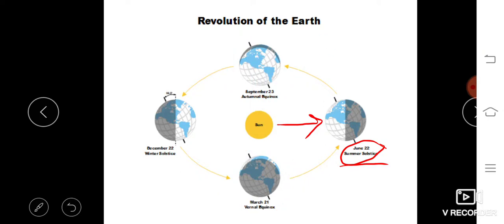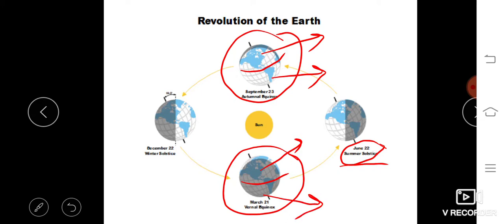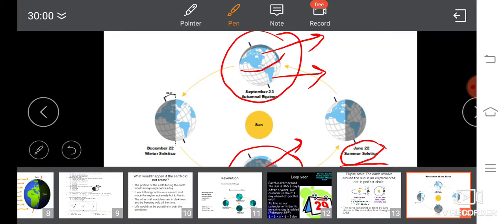On September 23rd, in the northern hemisphere there is autumn season, and vice versa, in the southern hemisphere it is spring season. On 21st March in the northern hemisphere it is spring season and autumn season in the southern hemisphere. So here we see how seasons change on the earth. It is due to the revolution and the tilted position of the earth.